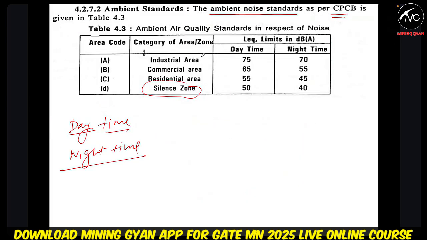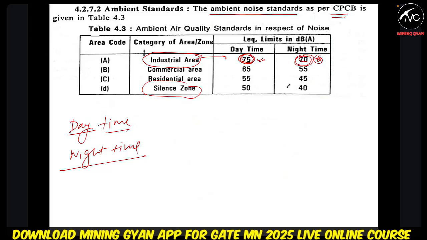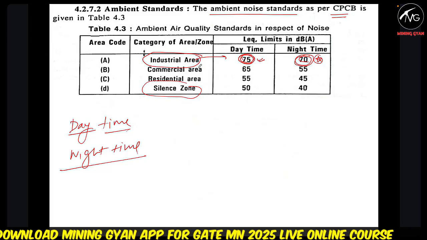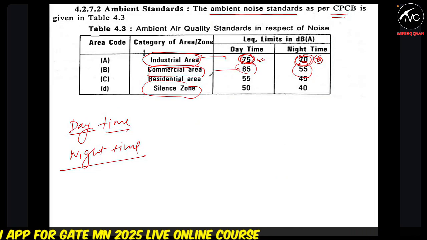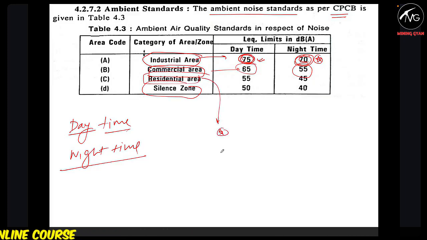So for the industrial area, in the daytime your sound level can reach up to 75 decibel, but in the night, in industrial area, because they also sleep, it is 70 decibel. Commercial area 65, 55. Residential area, because in the residential area you sleep, the colony of the city, will be 55 to 45.